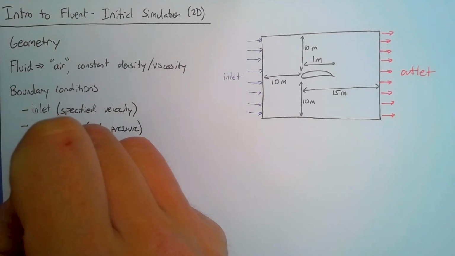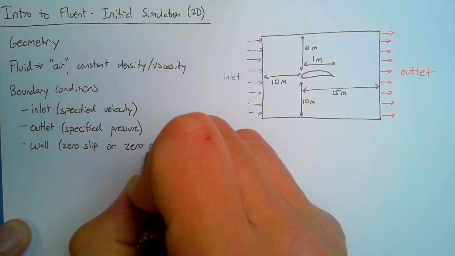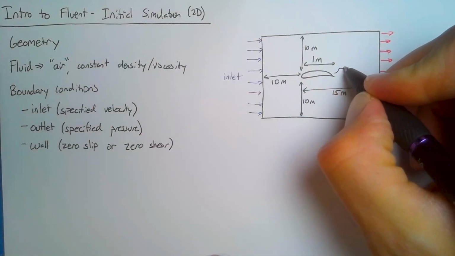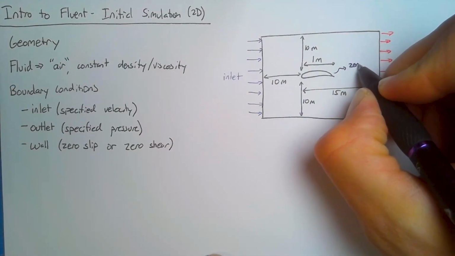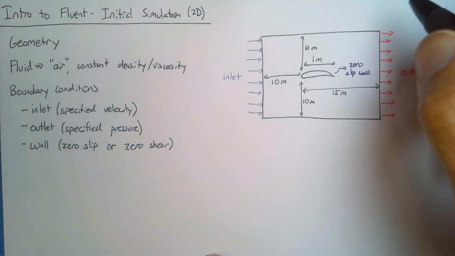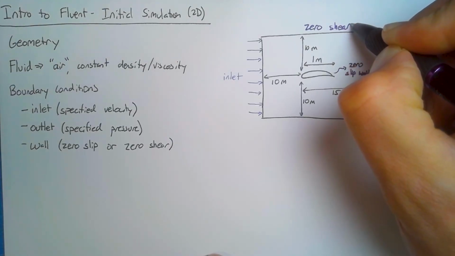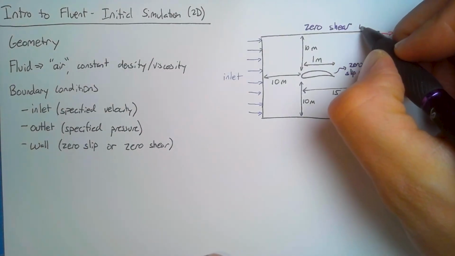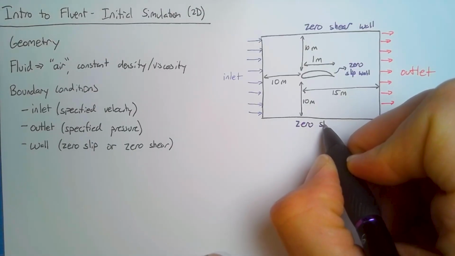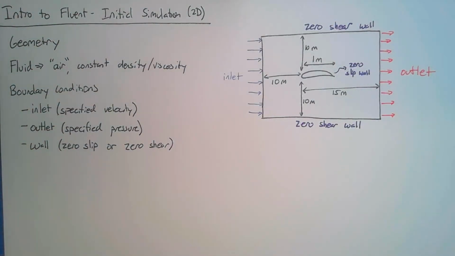Finally, we need a wall, and this can be either zero slip or zero shear, depending on which one we want. The airfoil is going to be a zero slip wall because there should not be any flow directly on the surface. The flow should go to zero there. And then on the top and bottom, those walls are non-physical, right? They're just defining our domain. And so we don't want any shear force on that wall. It should be able to flow right past.